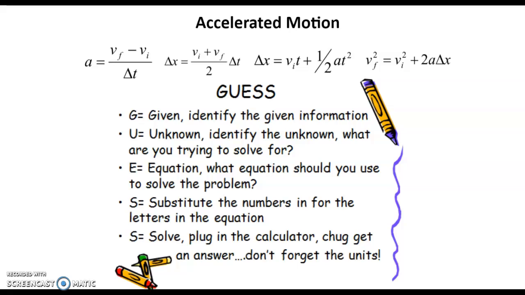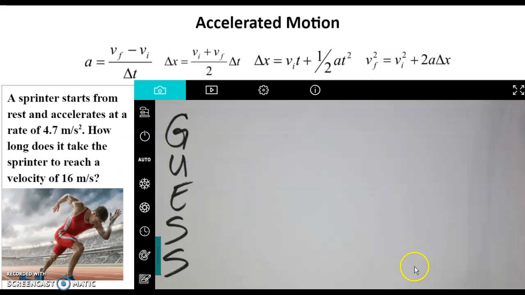Welcome back. Today we're going to continue our study on accelerated motion. We will utilize the GUESS method by identifying the variables that are given, the unknown variable, then finding the appropriate equation, manipulating that equation to solve for the unknown, substituting in our variables, and then finally solving for our unknown. Now for our first question.